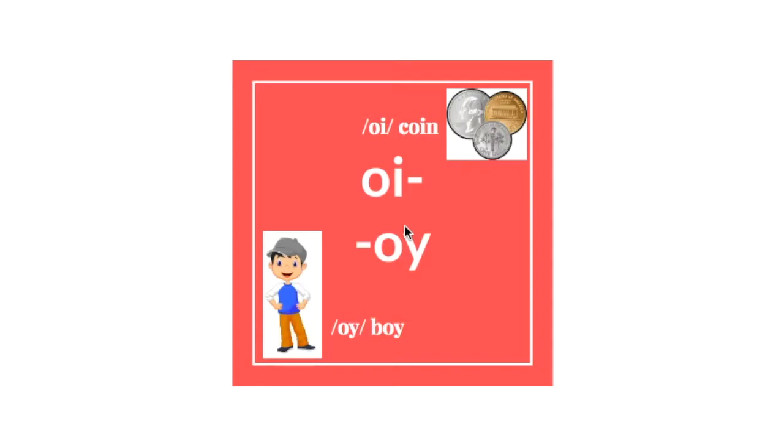Hello, today we're going to work on the oi sound. This sound can be spelled two different ways, O-I or O-Y. When the oi comes in the middle of the word, like in coin, you're going to spell it with the O-I pattern. When the oi comes at the end of the word, like boy, you're going to spell it with the O-Y pattern. To go through today's activities, it may be helpful to have a piece of paper and a pencil so that you can work along with me.